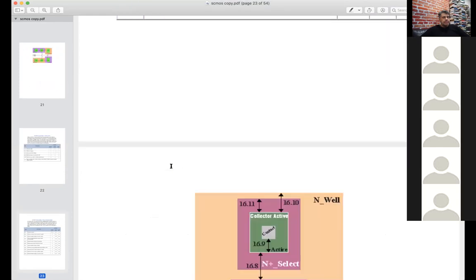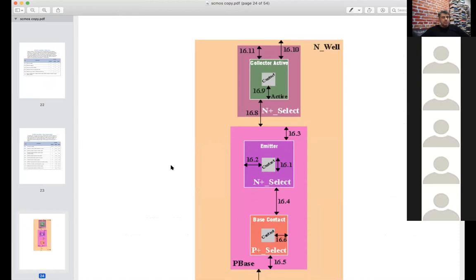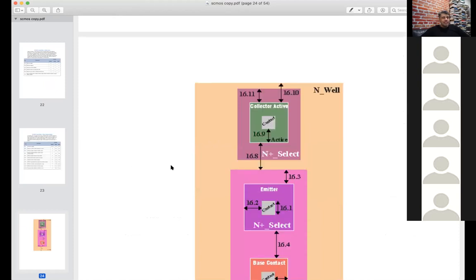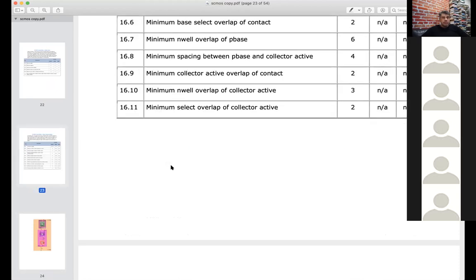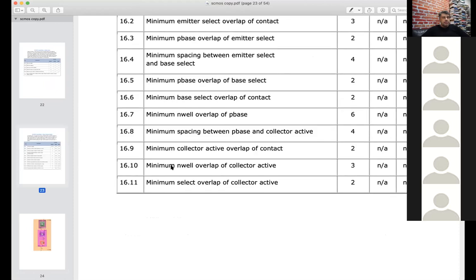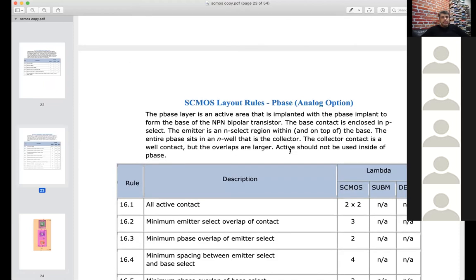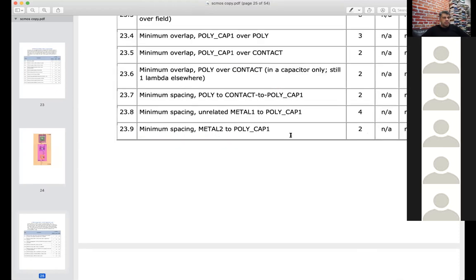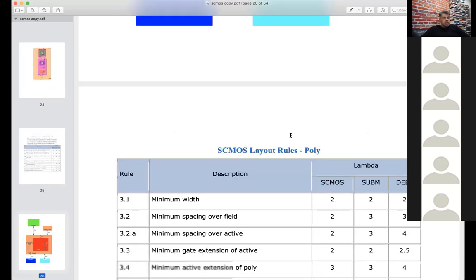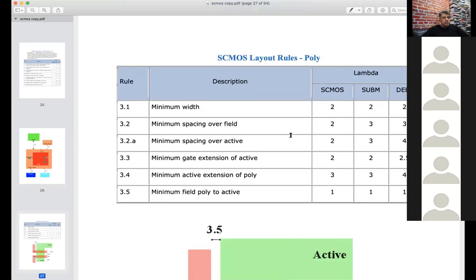Again, these rules are very general. So there's a lot of stuff that is not necessarily going to apply to this 0.18 micron process we're going to be playing with. For example, there's no P base or whatever, this kind of stuff is not in this 0.18 micron process.